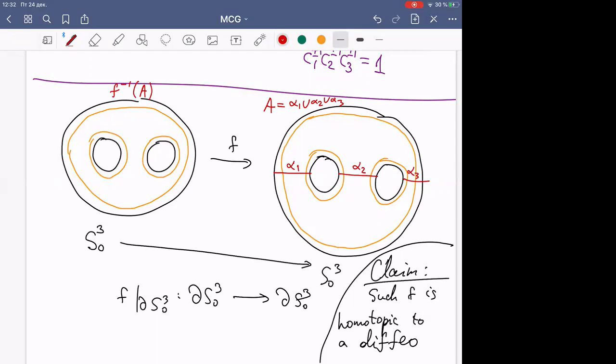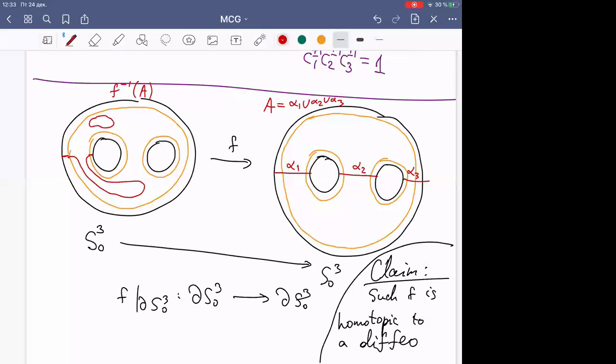How can the pre-image of alpha 1 look like? It can be any component of the pre-image. There can be some closed components, but we know that on this neighborhood, this is a diffeomorphism. So there is a component of the pre-image of alpha 1 that starts like here, and also there is a component that finishes like here. And it is something embedded.